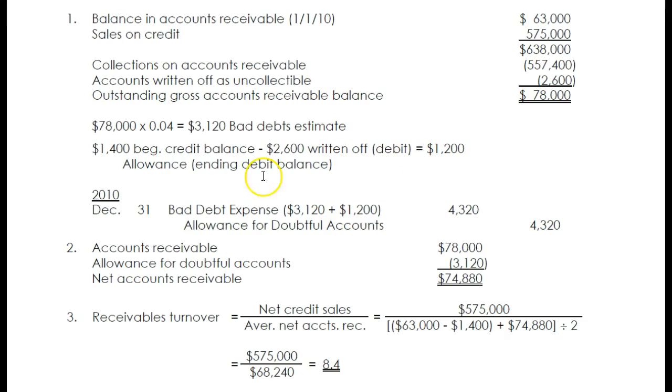So what we're looking at, it had a beginning balance of $1,400 credit. We wrote off a debit. We wrote off bad debts as a debit for $2,600. So this $1,200 right here is now the ending balance of the allowance account, and that's a debit balance. It's in the hole. That's a negative $1,200.